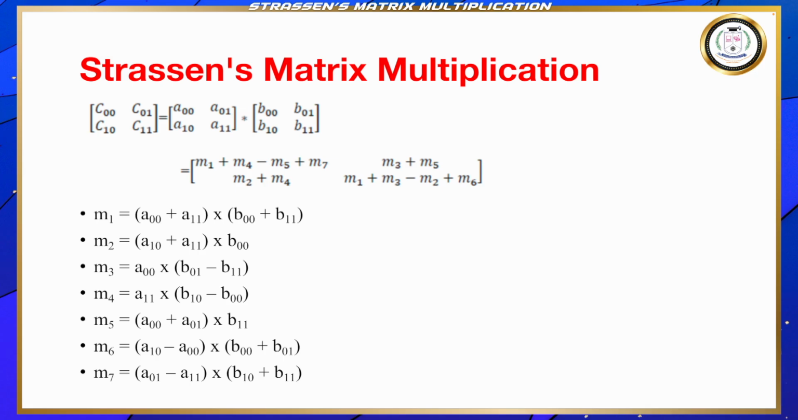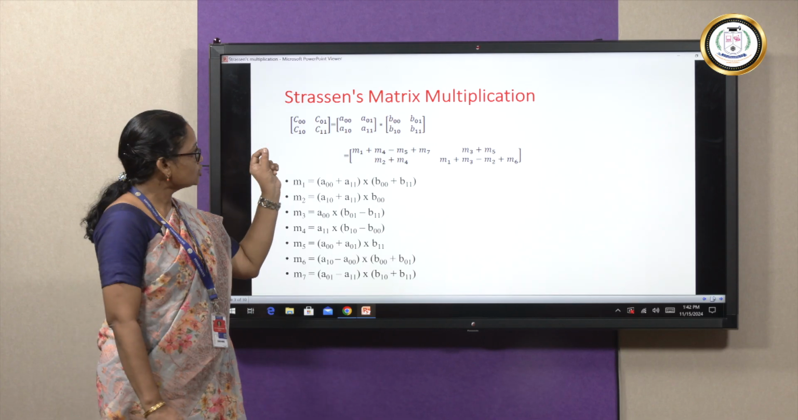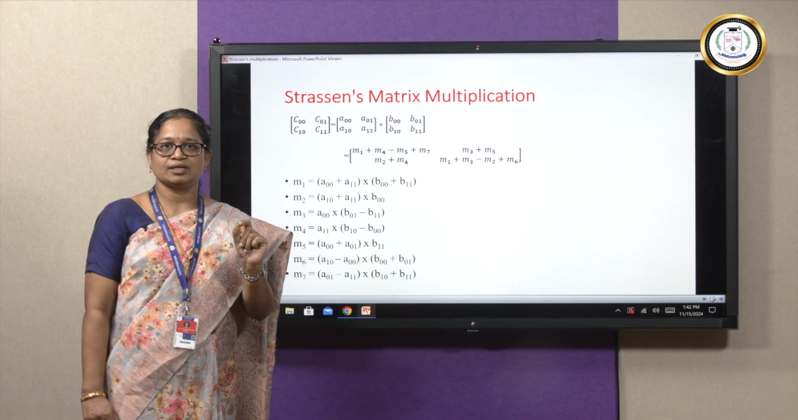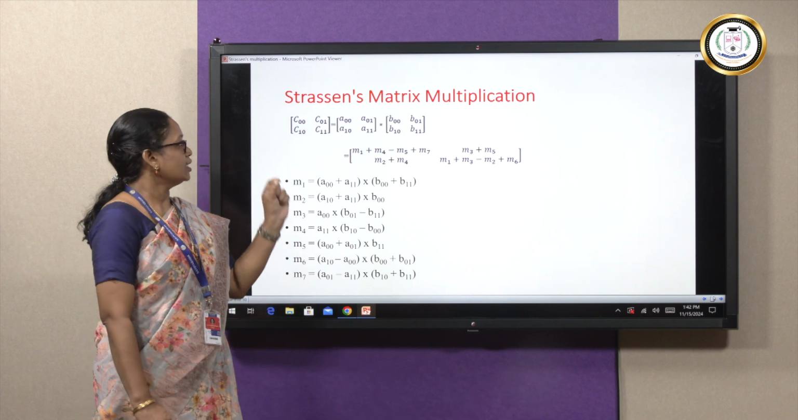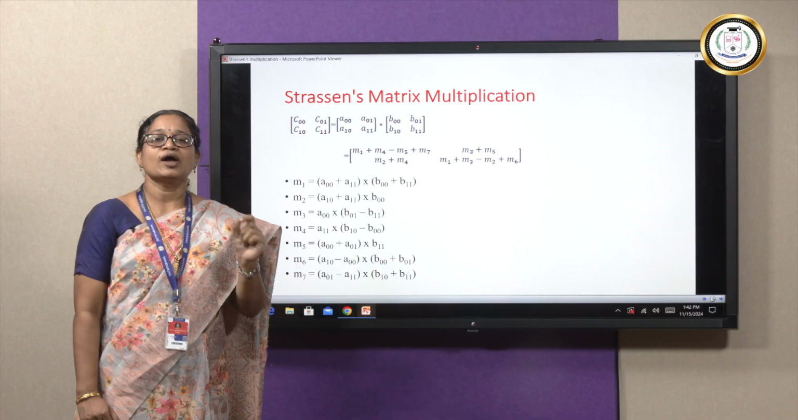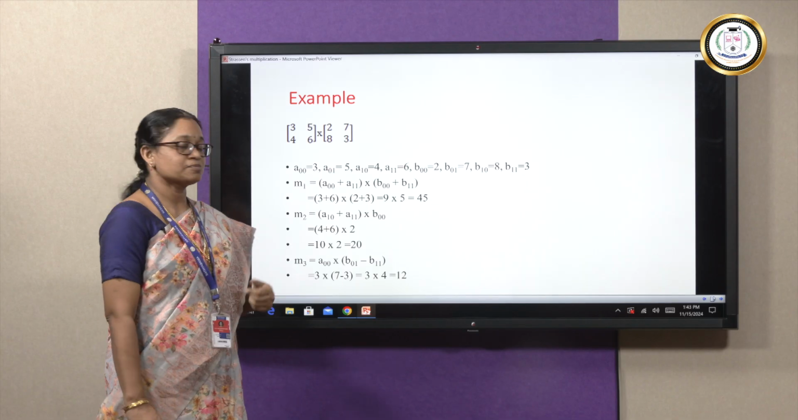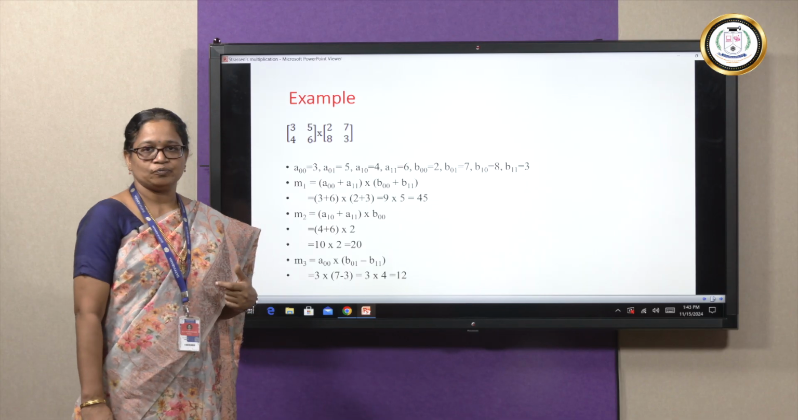Here we have taken two 2 by 2 matrices. When we divide the problem into n/2 by n/2 matrices, we actually get 1 by 1 matrices. Each value is taken as a single matrix, that is A00 is a single matrix, A01 is a single matrix. Likewise, we obtain four 1 by 1 matrices. The matrix multiplications are given in more detail here. The values are substituted and we get the final value.